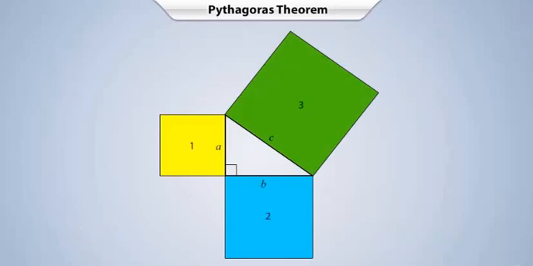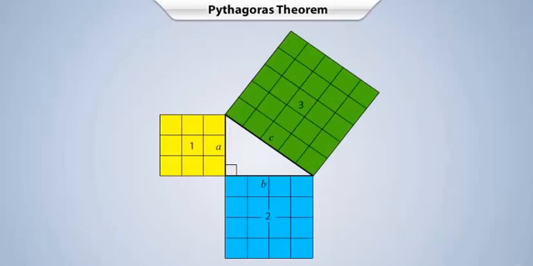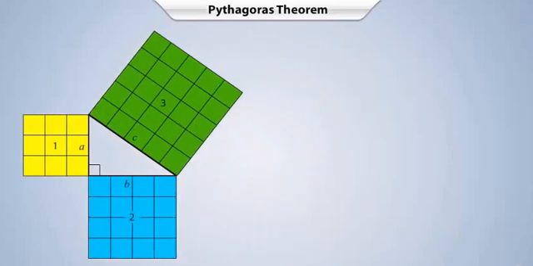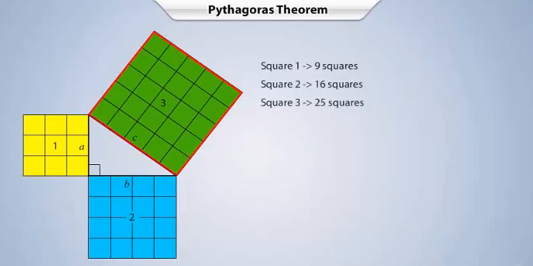Now, we'll divide each of these squares into equal-sized squares. Let's count the number of squares along each side. You will observe that square 1 contains 9 squares, square 2 contains 16 squares, and square 3 contains 25 squares.